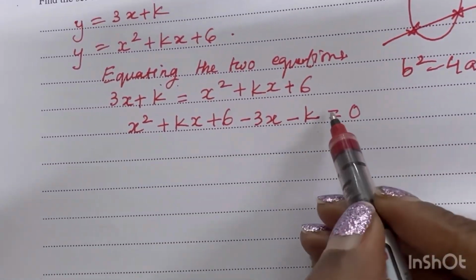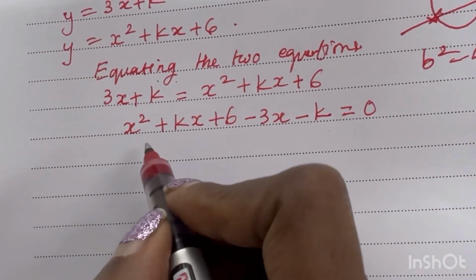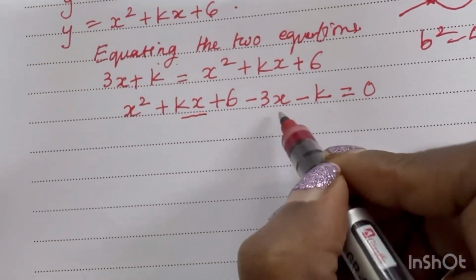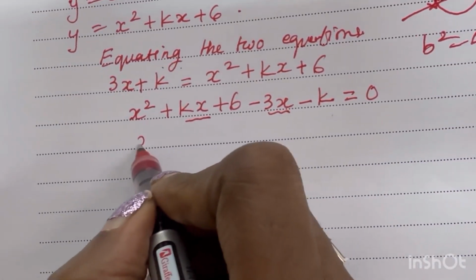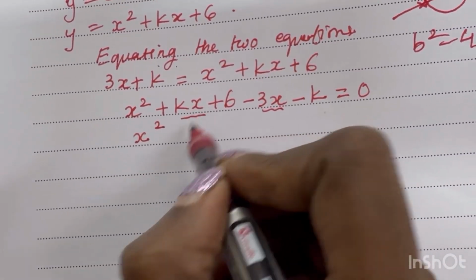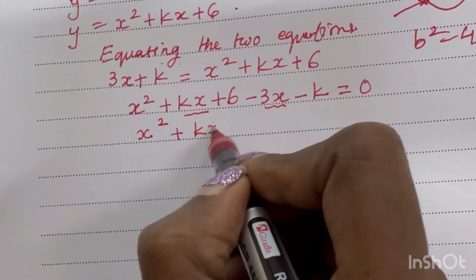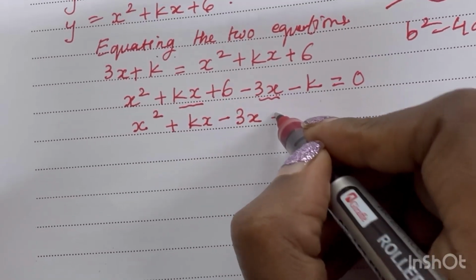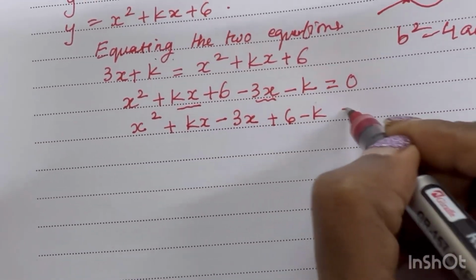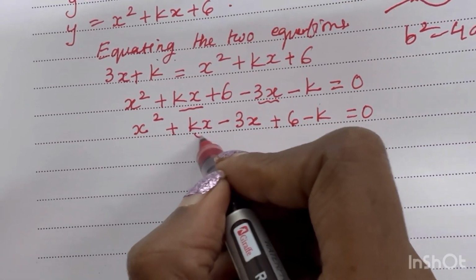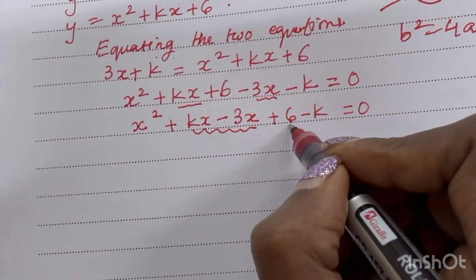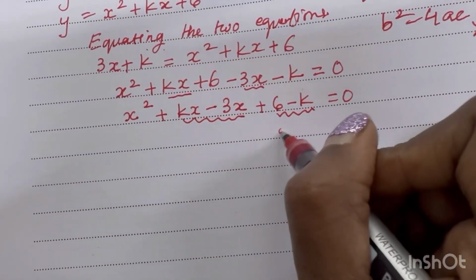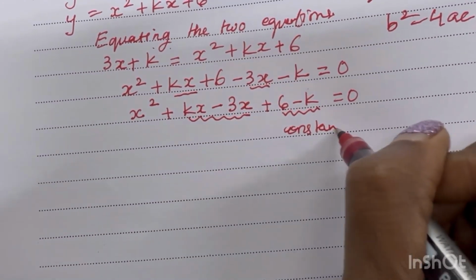Now that we have this expression, we have to simplify this further. Collect the like terms. What are the like terms? You see these x terms are like terms, so I'll write x square plus kx minus 3x together. Obviously you cannot add k and 3 because they are different numbers, plus 6 minus k equal to 0. But clearly you can see x is common here, and these are two individual numbers which have no variable on them. So that's a constant.